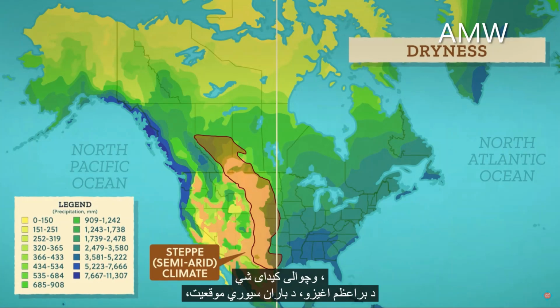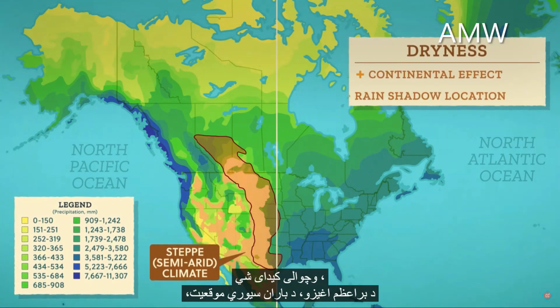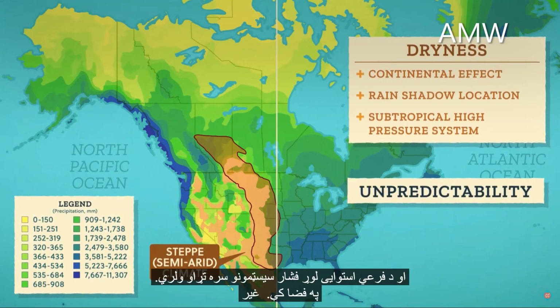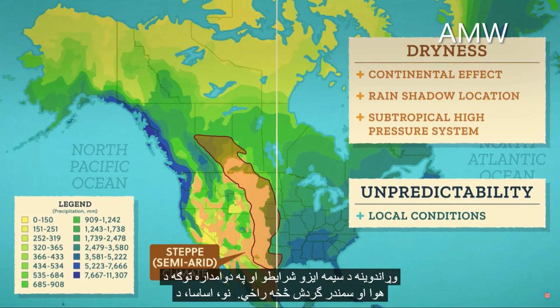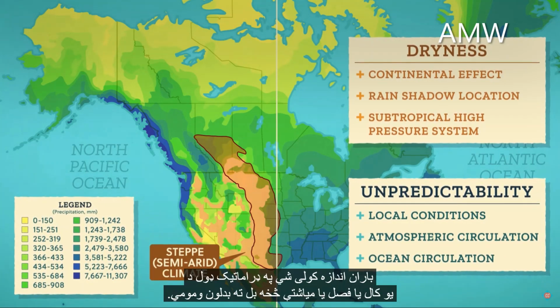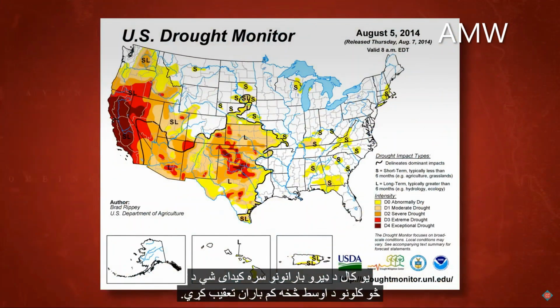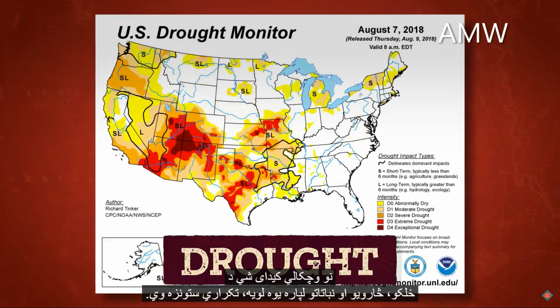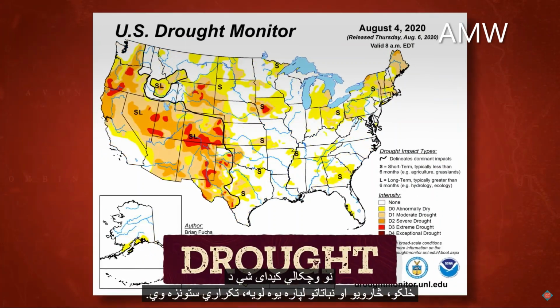The dryness can be linked to some combination of the continental effect, the rain shadow location, and subtropical high pressure systems in the atmosphere. The unpredictability comes from local conditions and the constantly flowing atmospheric and ocean circulation. So basically, rainfall amounts can change dramatically from one year or season or month to the next. A year with lots of rain could be followed by several years of below average precipitation. So drought can be a major recurring problem for people, animals, and plants.